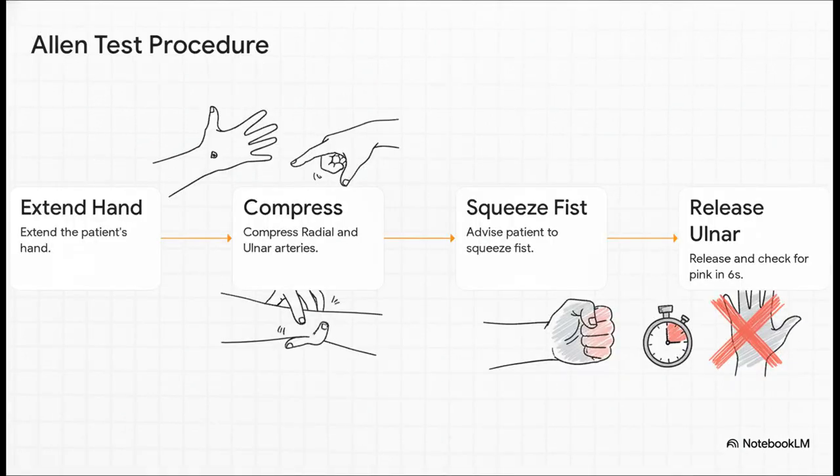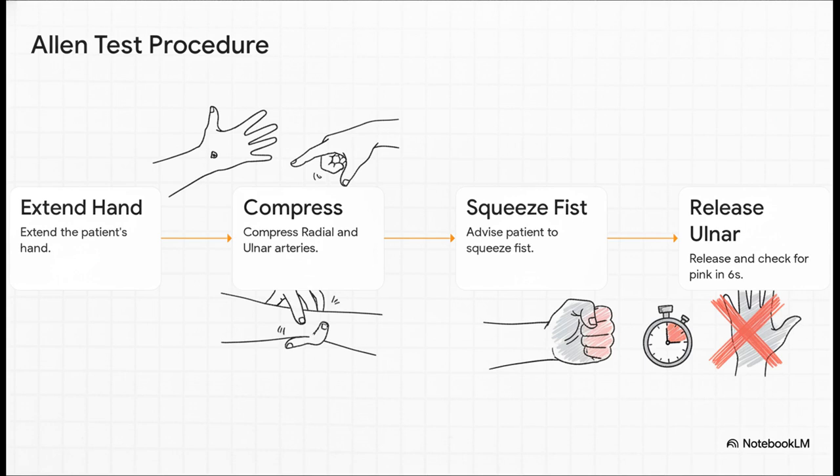But wait, hold on. Before you just go poking that first priority radial artery, you actually must perform the Allen test to check the patency of the ulnar artery. Here's how you do it. First, extend the patient's hand. Then, compress both the radial and ulnar arteries with your fingers and ask the patient to squeeze their fist. After that, release only the ulnar artery. What you're looking for is the hand to return to a nice pink color within 6 seconds.